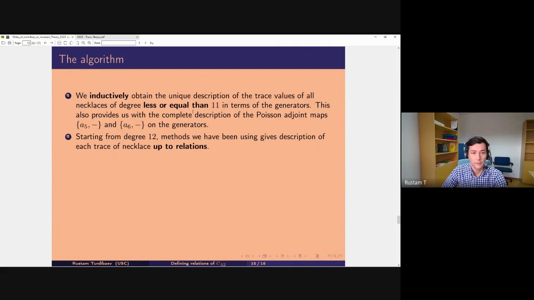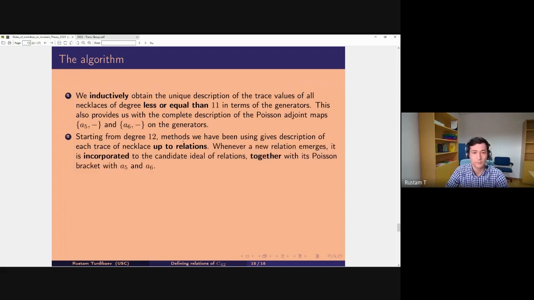And now when we start our procedure from degree 12, the method that we employed before will not give us the exact solution. It will give us the expressions up to the relations that we're looking for. And there the brute force doesn't work anymore because computations are becoming harder and harder. This trick of going from traceless matrices to trace matrices to X and Y, computing the Poisson bracket there, becomes exponentially hard. So we need to be a little bit technical there. But nevertheless, once we obtain the relations, we incorporate them into our candidate ideal, and we also compute their Poisson bracket with A5 and A6, and we add this to the candidate ideal as well.